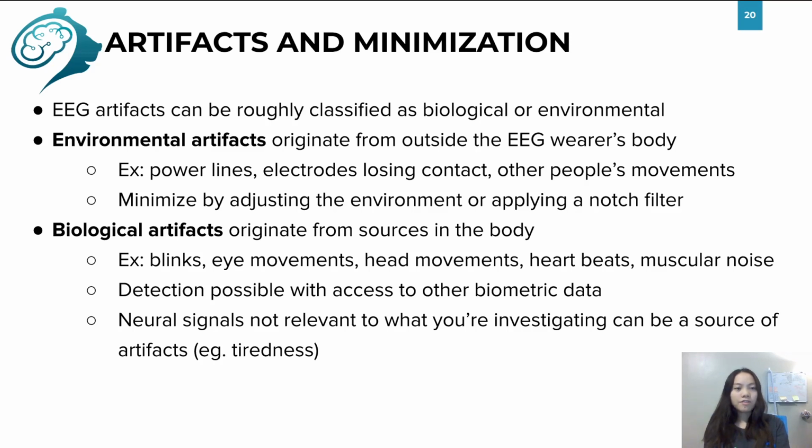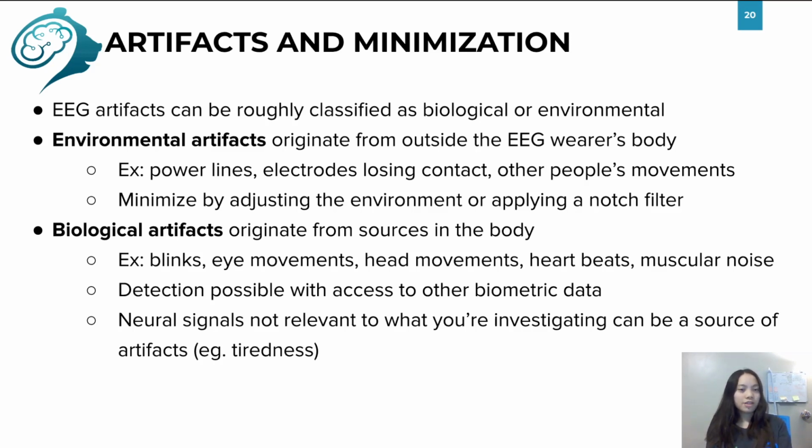So again, artifacts are signals that are picked up by the EEG system but do not actually come from the brain. EEG artifacts can be classified as either environmental or biological. Environmental artifacts originate from outside world interference. Examples include power lines, electrodes losing contact, or people's movements during the experiment. The easiest way to reduce the effect of those artifacts is by adjusting the environment, for example, shielding the room or properly securing the electrodes.